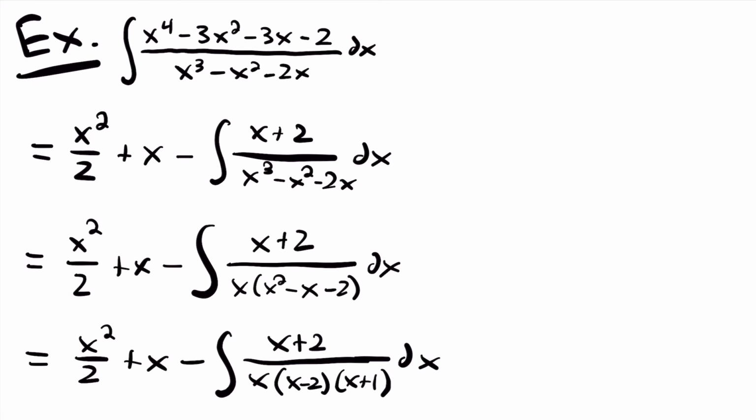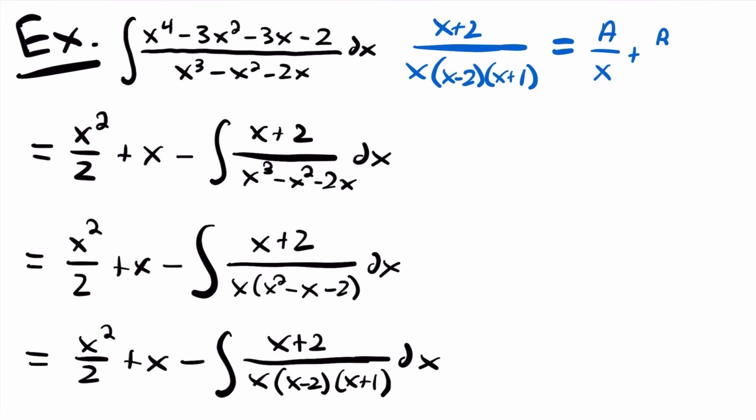Okay, and so now we can work on decomposing this rational function. So we'll do a little side work. x plus 2 divided by x times x minus 2 times x plus 1 will be equal to 3 partial fractions, 1 for each of these 3 linear factors. And so since they're all linear, this is pretty easy to set up. We're just going to have a divided by the first factor, x, plus b divided by the next factor, x minus 2, and then we will add that to c divided by the next factor, which is x plus 1.